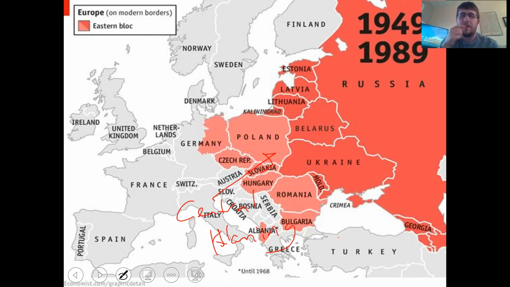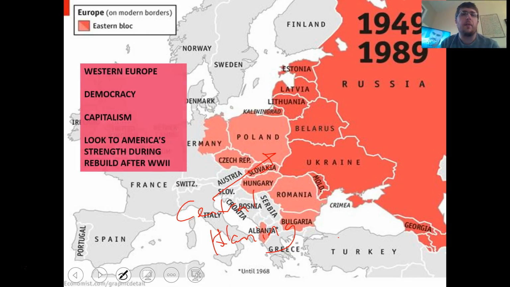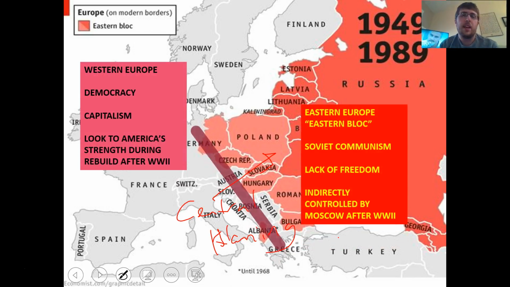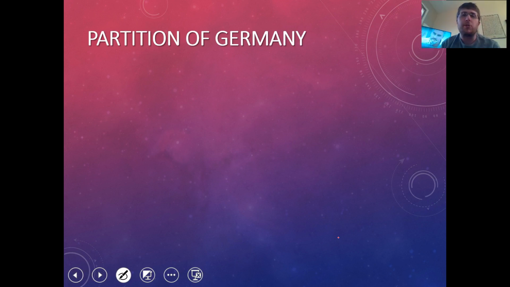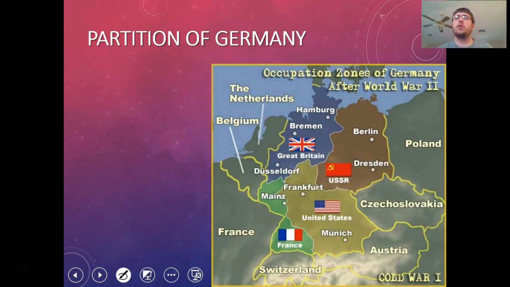Central planning. And the idea is that the government plots out everything in terms of how the economy works. And we'll talk about many examples of that. So really where you see this partition the most is in Germany. Okay, this division between East and West. That is where you see it the most.